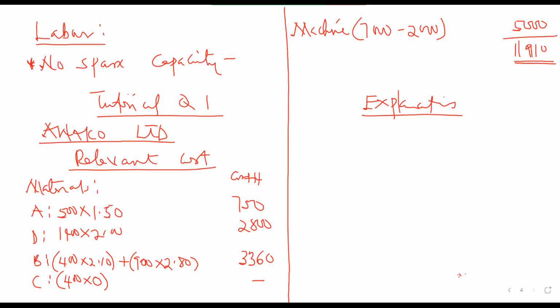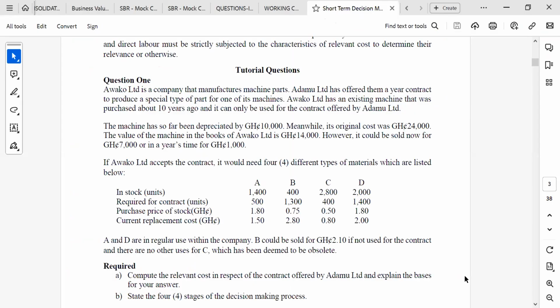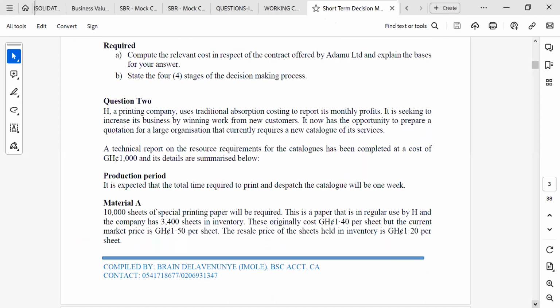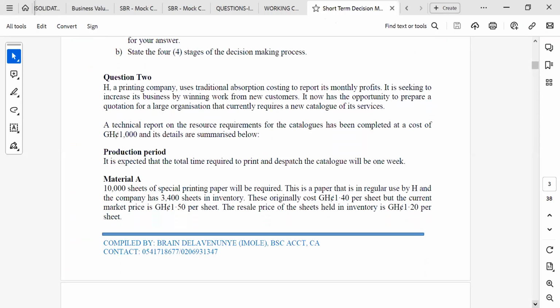Let's take question 2. Then we move on. For relevant costing, we don't add margin. Where you say that, okay, you want to sell it at a profit, no, we don't add margin. We just calculate the cost. The process is there. Let's take question 2. Then we move on to what we call make or buy.